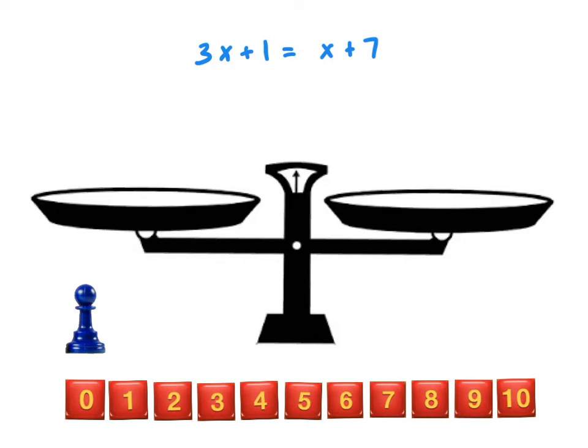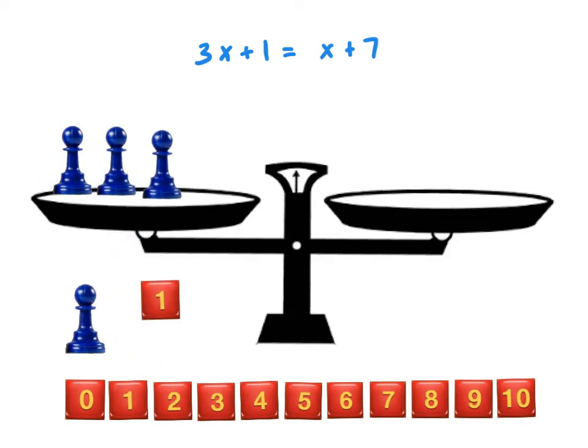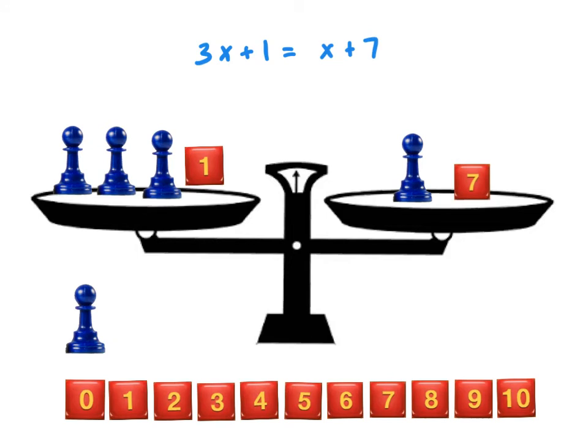Let's now set this up. I want 3 of this mysterious number called x-man, and then I'm going to add 1 to it. That should have the exact same value as if I took just that mysterious number and add 7 to it. Now we're to the point where we're just going to do our trial and error.